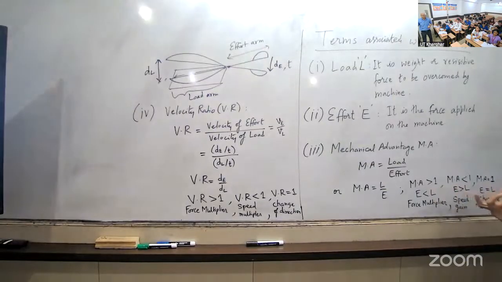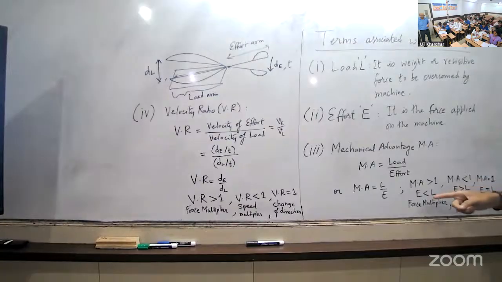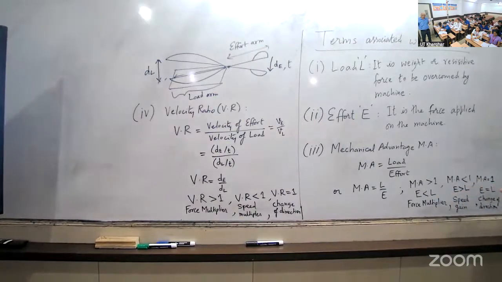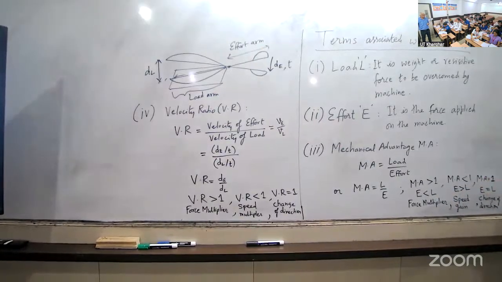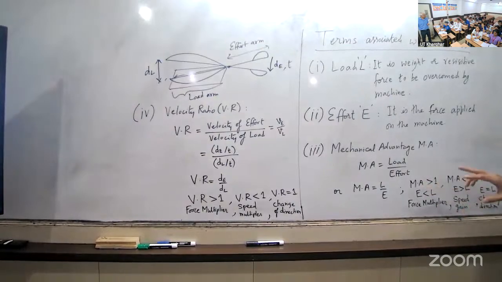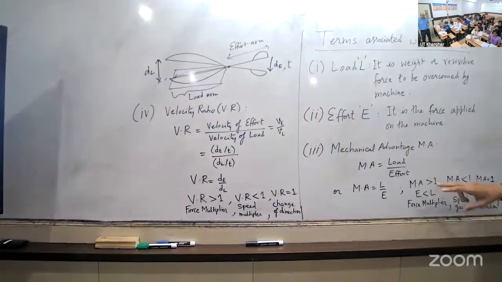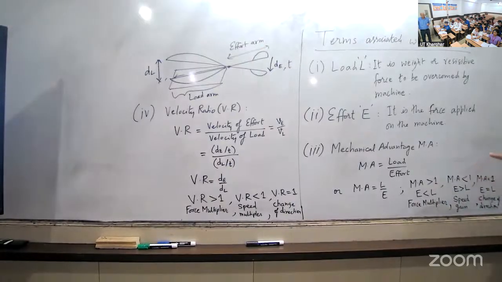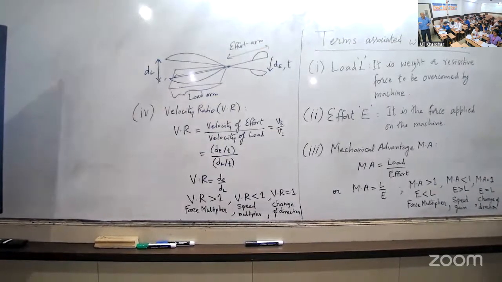Okay, so how many things have we learned about machines right now? Load, effort, then 3 values of mechanical advantage and 3 values of VR, identical. So if the value of mechanical advantage is greater than 1, it means the machine acts as a force multiplier. MA greater than 1 or VR greater than 1, same result, force multiplier. Okay, MA less than 1, VR less than 1, speed multiplier. Okay, MA equal to 1, VR equal to 1, both are providing change of direction.